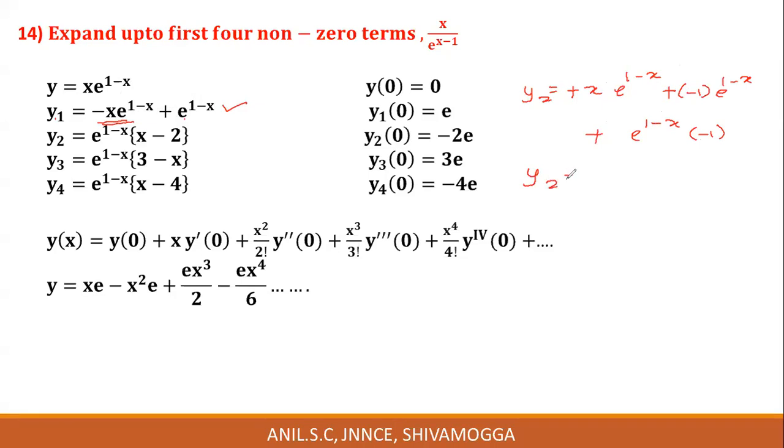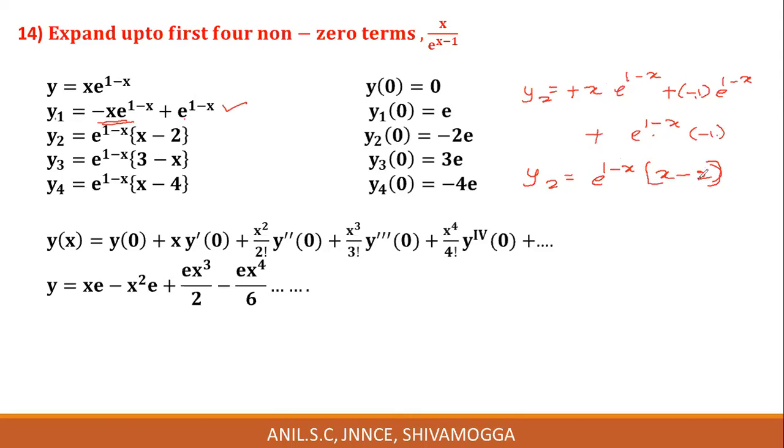Therefore, y2 is equal to, what is common factor here? E power 1 minus x is common in all the terms. You keep it outside. As e power 1 minus x comes outside, what we get within the brackets is x. And here minus 1, minus 1, minus 2. As e power 1 minus x comes outside, we get minus 1, again minus 1.